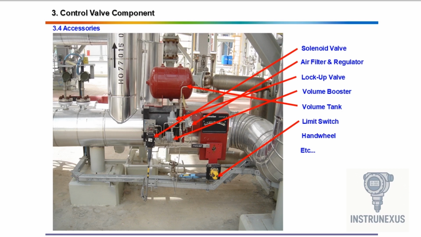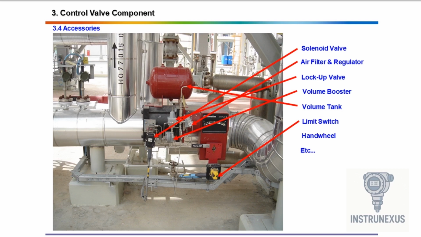Next, we have the air filter regulator, or AFR. This component filters out moisture, oil, and dust from the instrument air and regulates the pressure to a stable level, usually around 20 to 30 psi. Clean, dry, and stable air is crucial for keeping your actuator healthy.